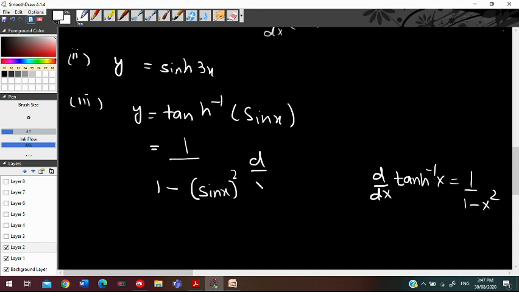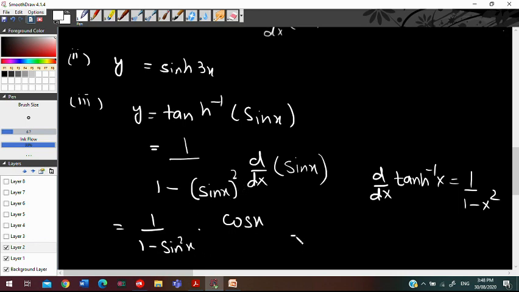And then the derivative of this sin x, meaning the angle of this hyperbolic function. So 1 by 1 minus sin square x, into cos x. Now 1 minus sin square x is cos square x, so we write 1 by cos square x into cos x. When you cancel all these, you get 1 by cos x, which equals sec x. So this is the solution.